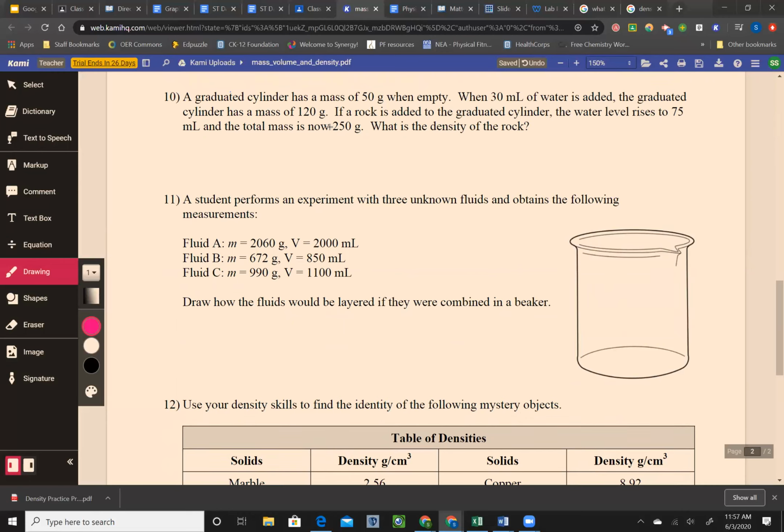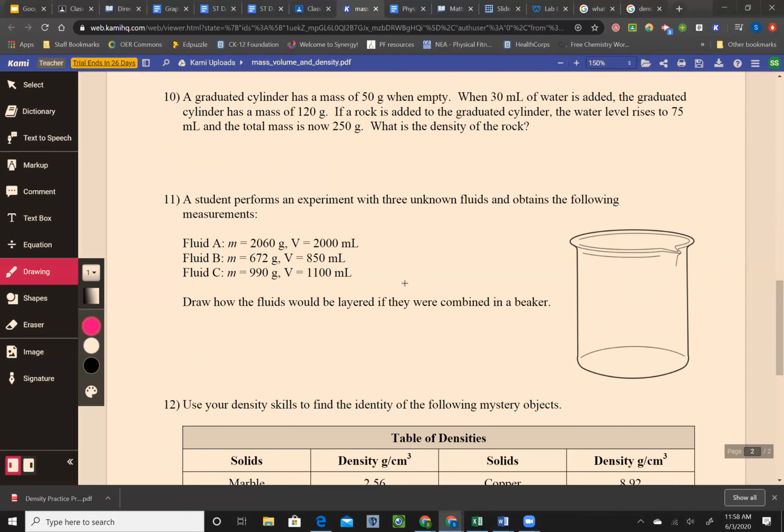For this one, the mass is 120 when 50 in total. 50 grams. So all you'll have to do here is subtract the 50 grams from 120, right? Because this is just the cylinder alone when empty. 30 ml of water are added, and now it has a new mass. So to figure out the mass of the water alone, you just subtract 30 from 120. So what's 120 minus 30? 90. So now you have 90 grams of water. If the rock is added to the cylinder, the water level rises to 75 ml, and total mass is now 250. What's the density of the rock?